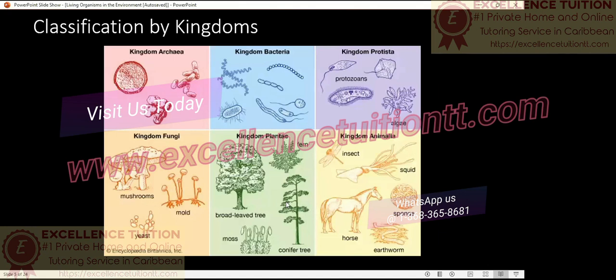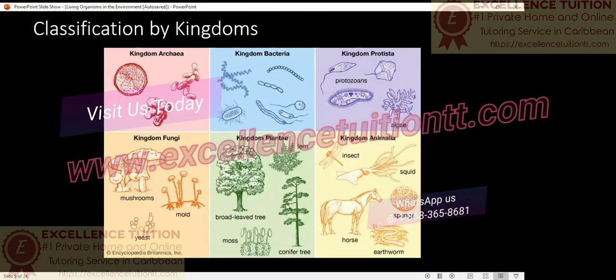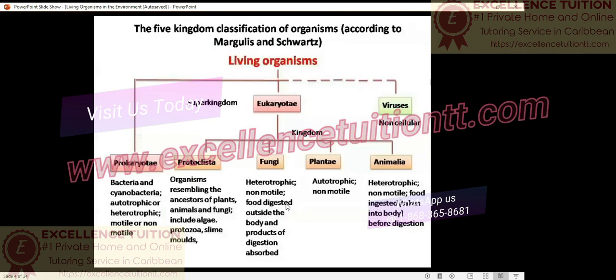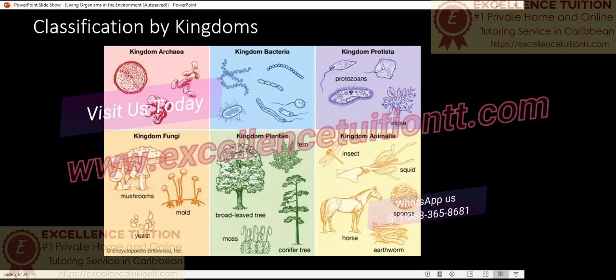So this is just a diagram showing you how you could classify the different kingdoms. So this first one, I don't know why this diagram says archaea, but this is prokaryote, right? So these are the single cell organisms like different bacteria.